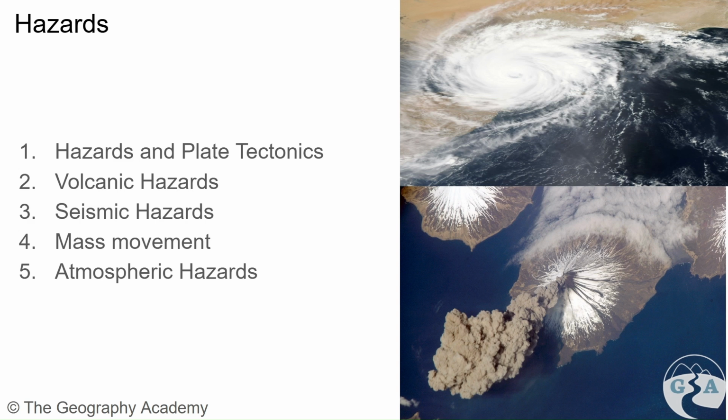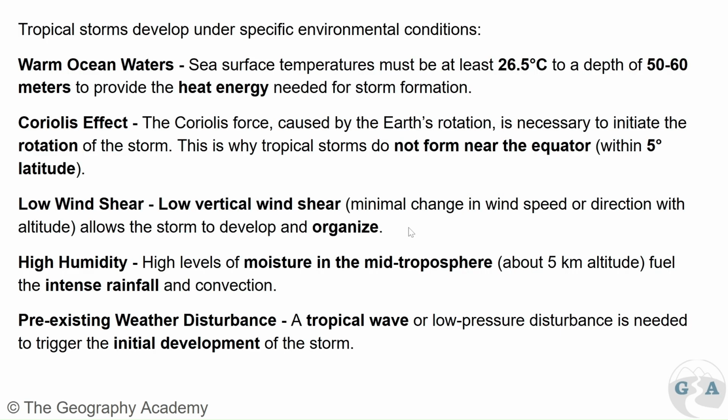Okay, next up is atmospheric hazards. Atmospheric hazards are broken into two main distinctive groups: tropical storms, which are our large-scale atmospheric hazard, and a small-scale atmospheric hazard, which is tornadoes. So we start off with tropical storms, and we have to think about the formation of tropical storms first.